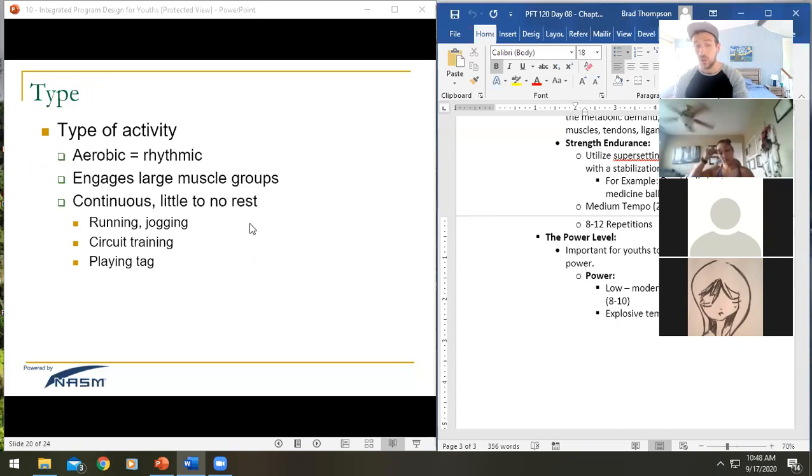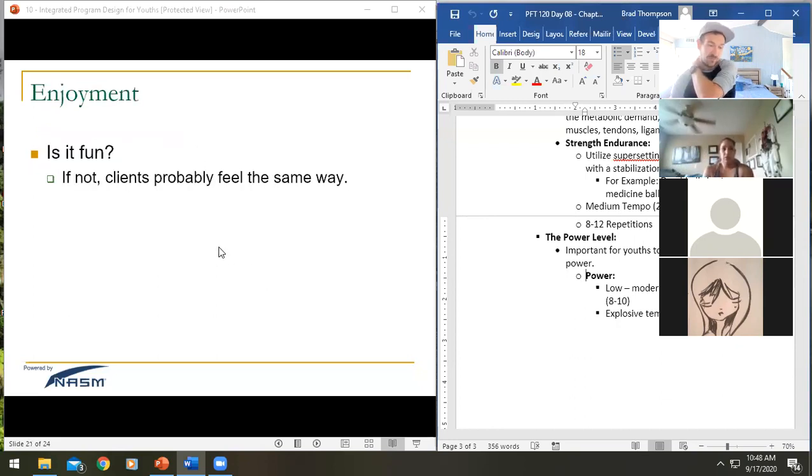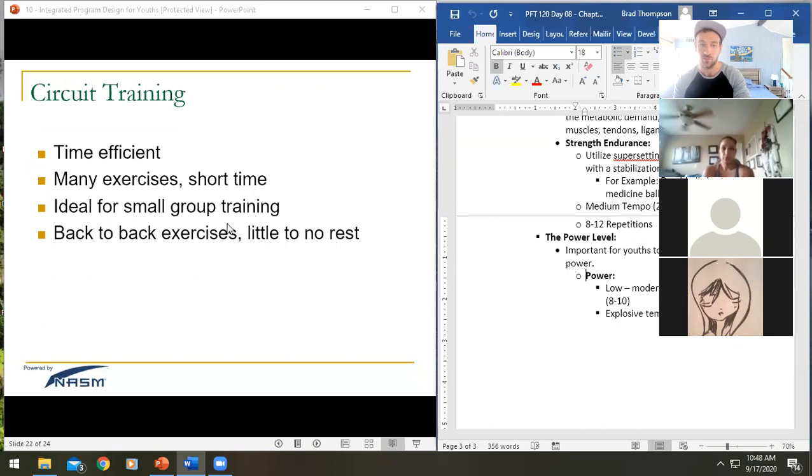Type is whether it's aerobic or if it's like circuit training or if it's playing games, right? Those are all things to consider. And lastly, is it fun? Hugely important for youths. That's the enjoyment factor, right? The E on your FIT principles, your FITTE principles.